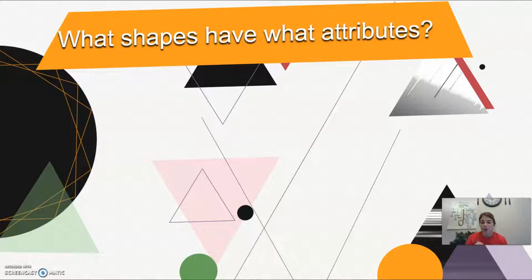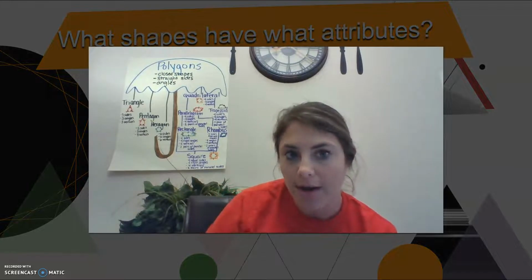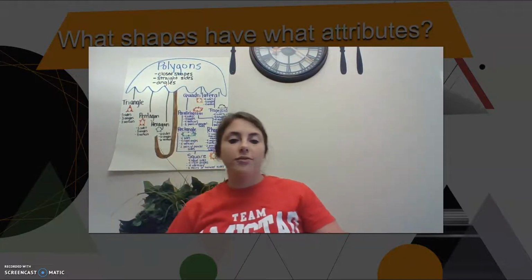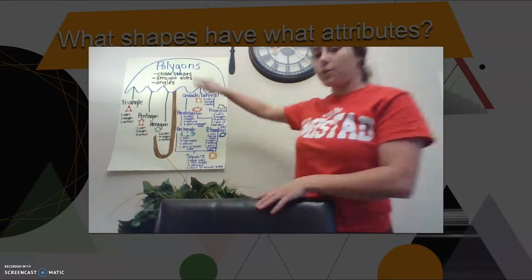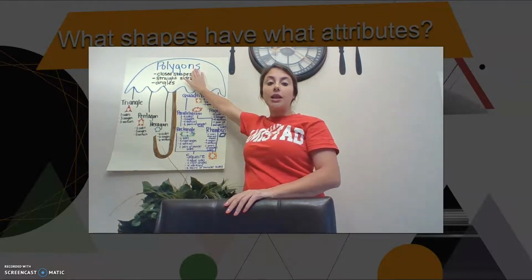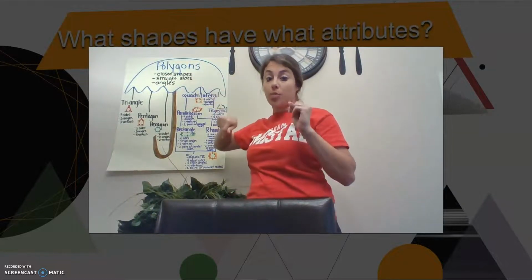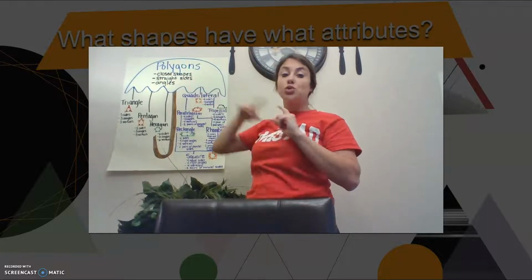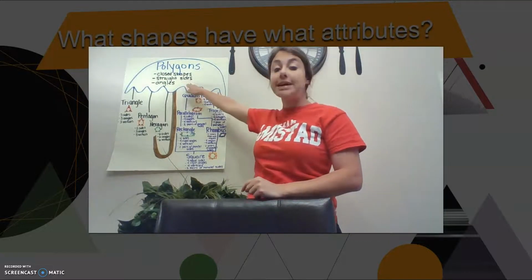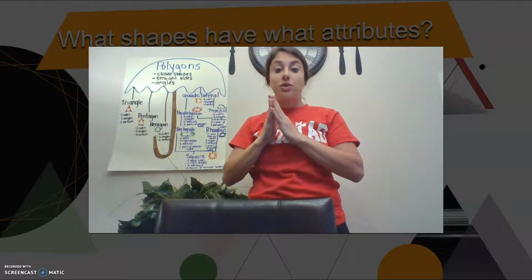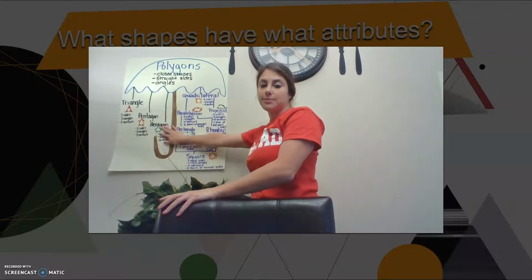So what shapes have what attributes? Miss Wackus has made a lovely anchor chart for you. And what I want to talk about is this chart right behind me. If we remember, in 3rd grade, we talked about polygons. A polygon is any shape, no matter how many sides, that is closed, so there's no openings. It has straight sides. So a circle is not a polygon because it has rounded sides. And it does have angles because those straight sides meet, and so therefore the angles are included. This is our umbrella of polygons. There are multiple types of polygons.